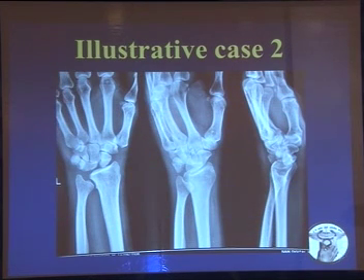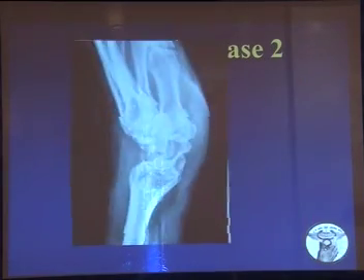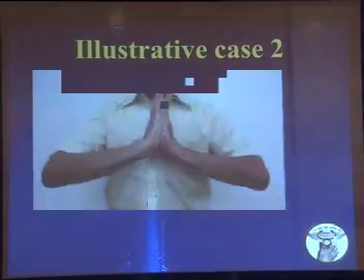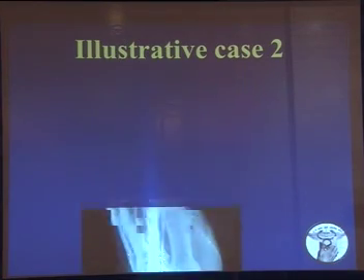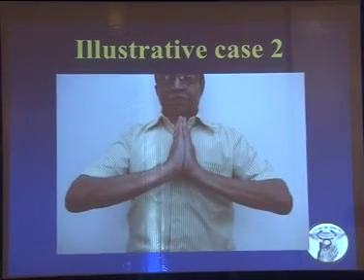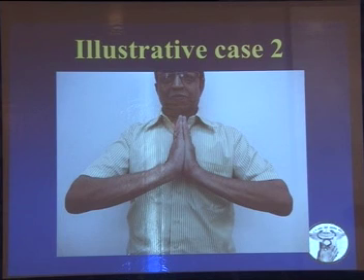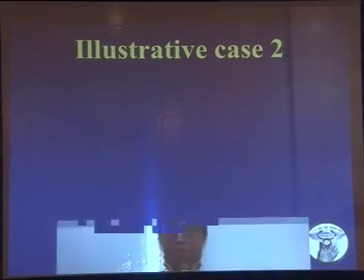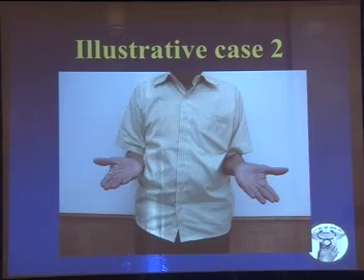The second case, you can see, is an old perilunate dislocation without any scaphoid fracture. The patient came to us and we treated. You can see that though the range of movement is not very good, functionally the patient is better than preoperatively.